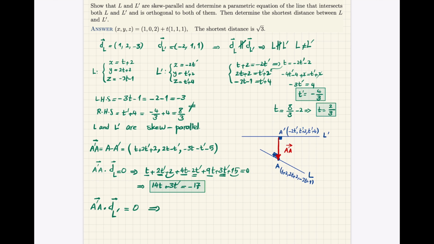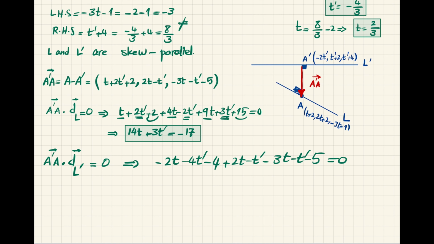So what happens? It becomes minus 2t minus 4t prime minus 4, and then plus 2t minus t prime, and then I will have minus 3t minus t prime minus 5 equals to 0. So let me simplify that. So I have 2t here and here, they are cancelled, so I am left with minus 3t, and then I have minus 4t prime minus t prime minus t prime, which is minus 6t prime. And for the numbers, I have minus 4, and then I have minus 5, which is minus 9. I move it to the other side, it becomes 9.